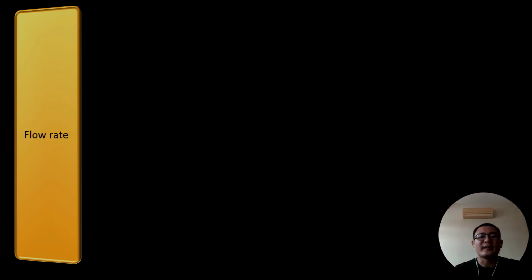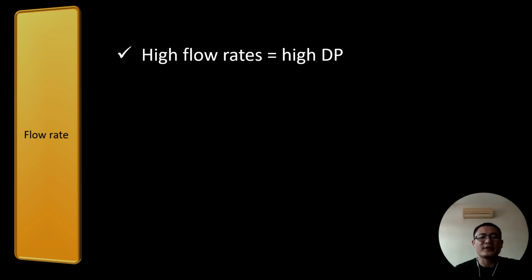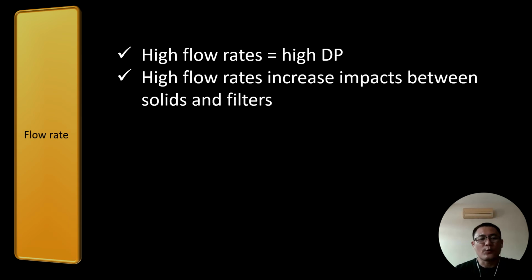Next, let's review the point of flow rate. High flow rate equals high differential pressure across the filter. High flow rate and high differential pressure are closely related in filtration processes. When the flow rate increases, the speed of the molecules also increases. This higher speed means that when molecules collide with the membrane, they have a greater chance of sticking to it.